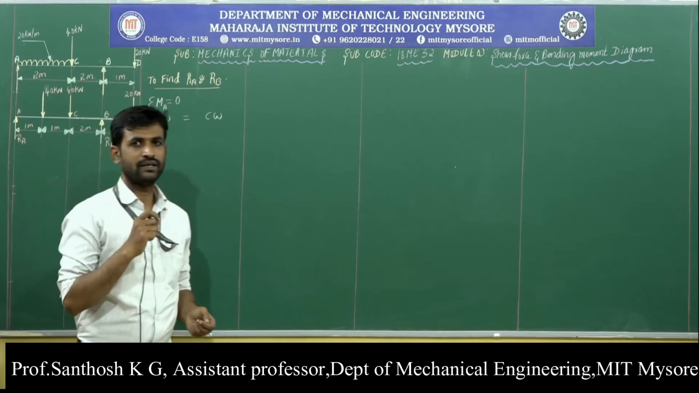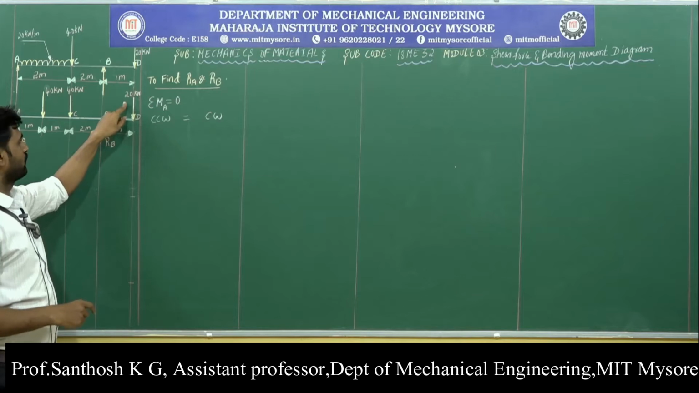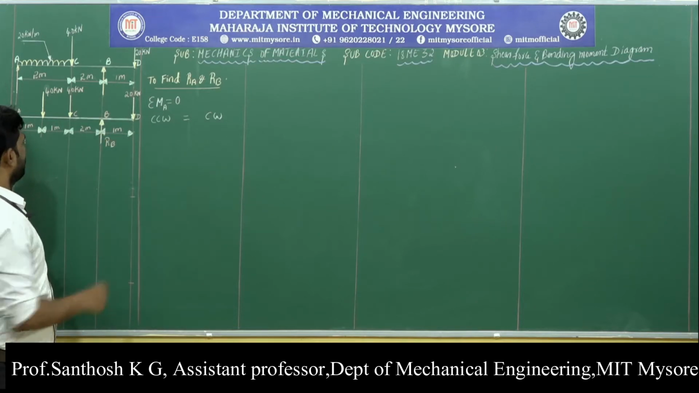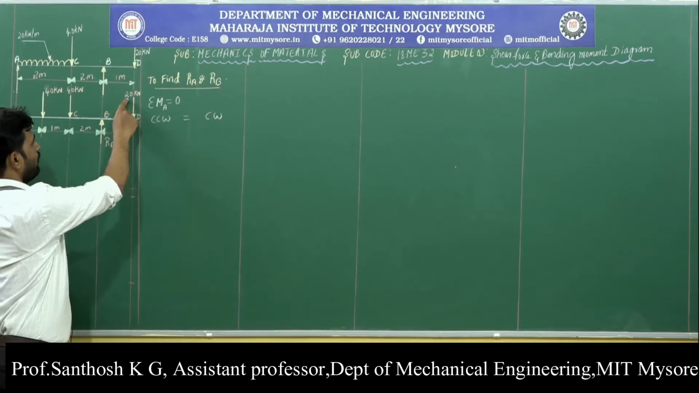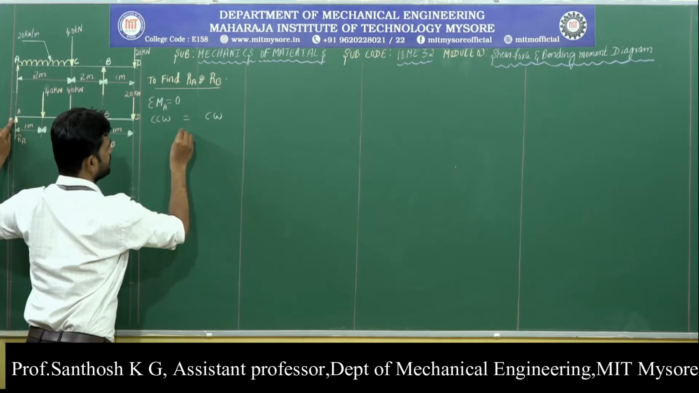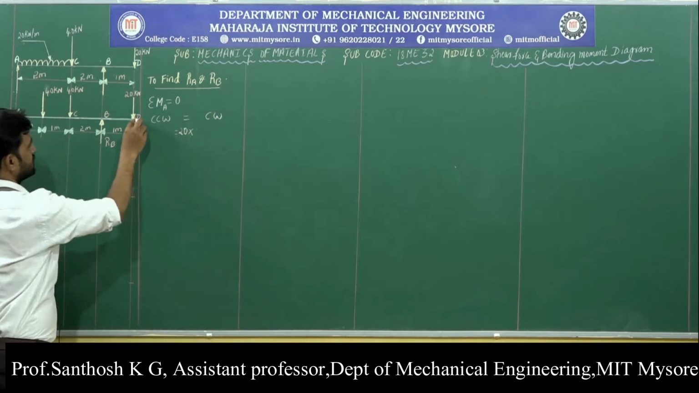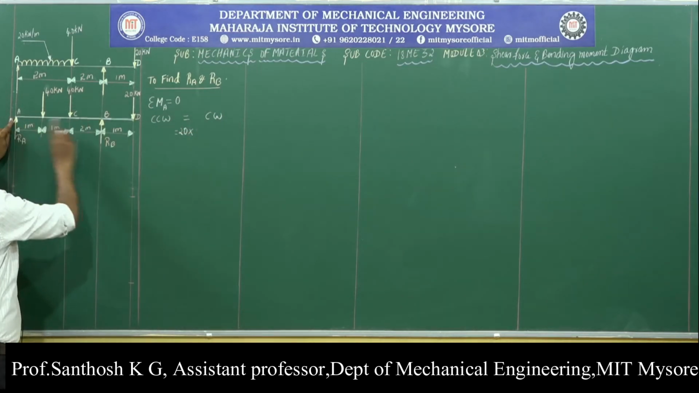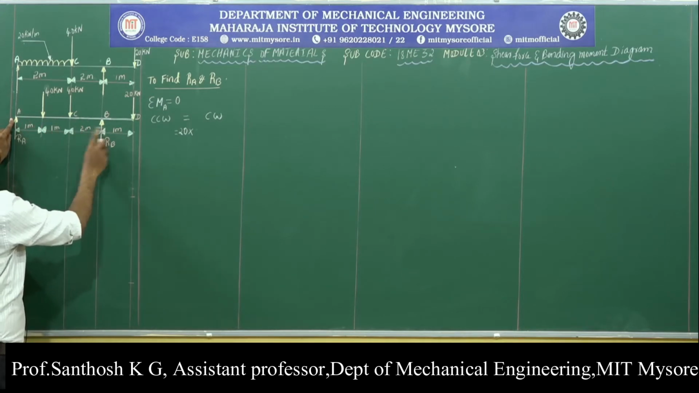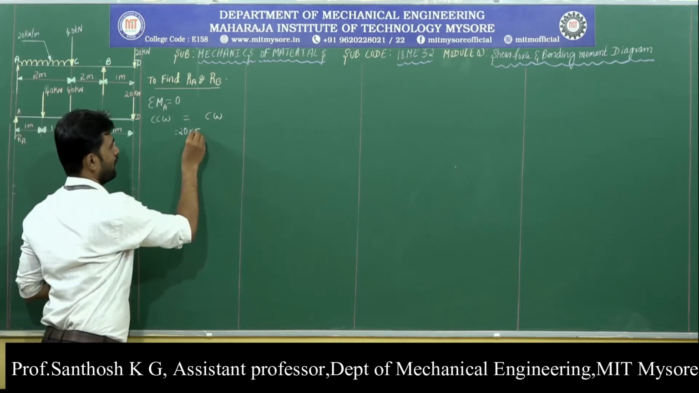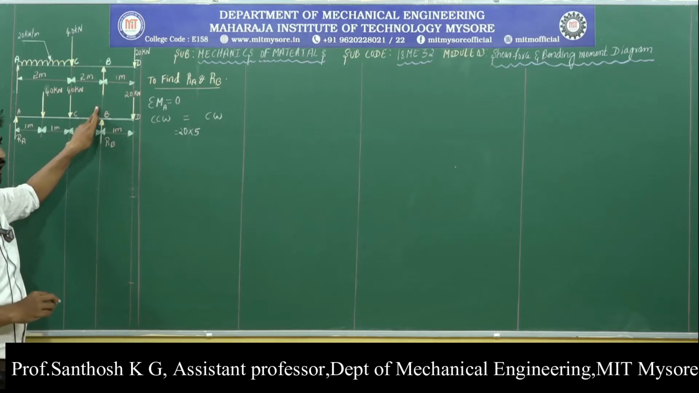Here the force 20 kilonewton with respect to A is going to rotate the beam in the clockwise direction, and the moment due to this force is 20 into the distance of this force from point A. The distance of the force from point A is 1 plus 1 plus 2 plus 1, so it is 5.